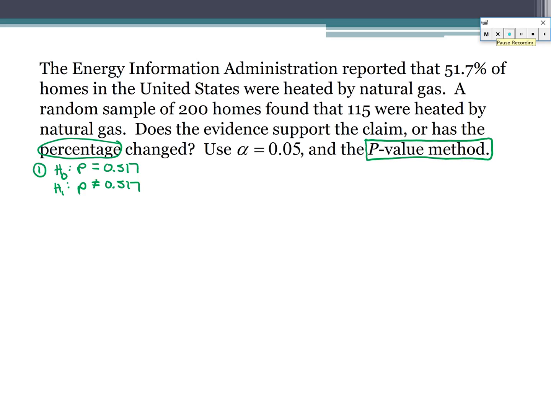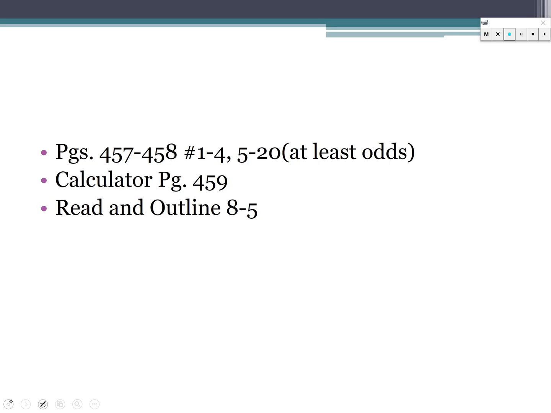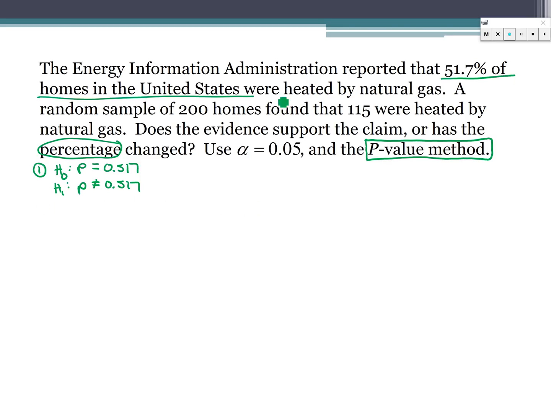Now it wants to know, does the evidence support the claim? What they're trying to claim is that 51.7% of homes are heated by natural gas. That's what they're trying to claim. So that it is actually the 51.7%, your claim is your null hypothesis. So again, be very careful. I know some of us, we kind of get in the habit of we try to memorize, oh, the claim's going to be the alternative. It's not always the case. More times than not it is, but it's not always the case. We have to see what the specific researcher is interested in.